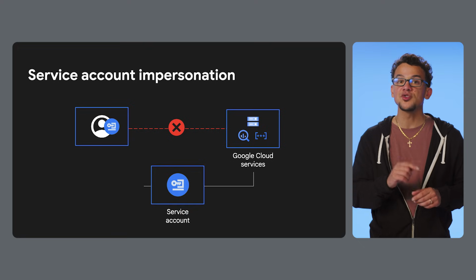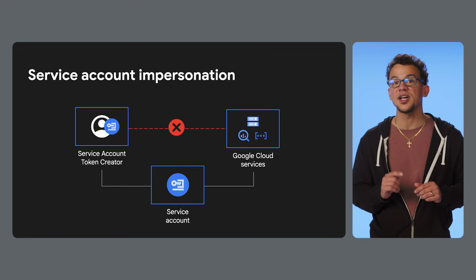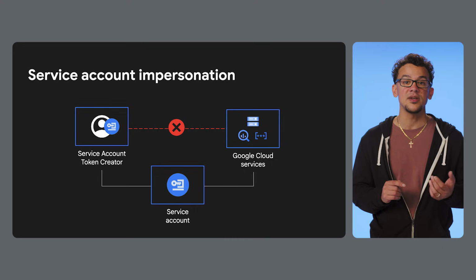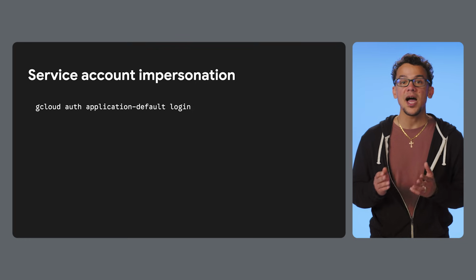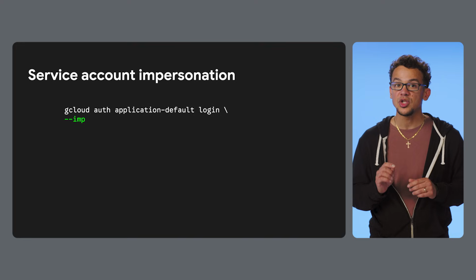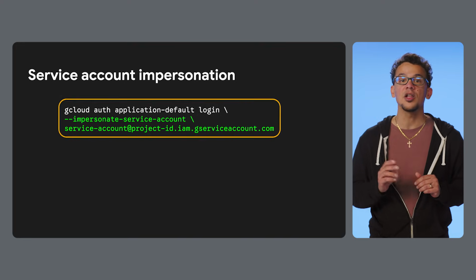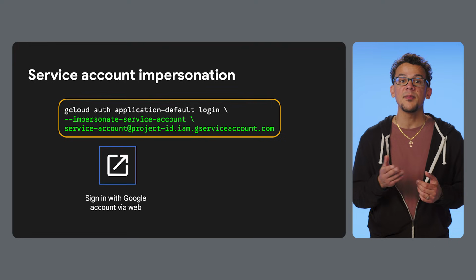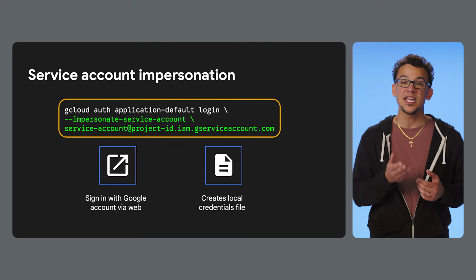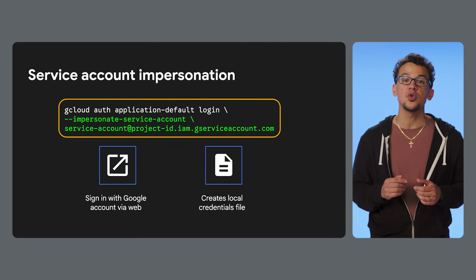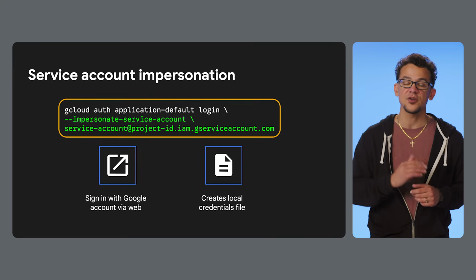For this to work, your user account will need the Service Account Token Creator role assigned to it on either the service account IAM policy or the entire project IAM policy. I made a whole separate video with more on service account impersonation that I'll link in the description. To generate application default credentials for a service account, it's the same command as before, gcloud auth application-default login, but this time you'll need to add the impersonate-service-account flag along with the service account email. Like before, the command will kick off a web flow for you to sign in with your account, and then it'll generate a credentials file by the same name with different contents that your application code will use to access Google Cloud resources as a service account.